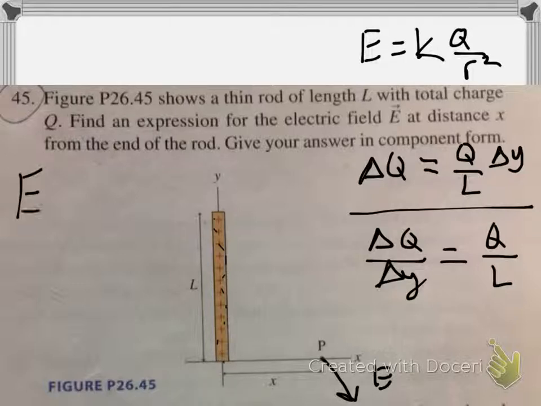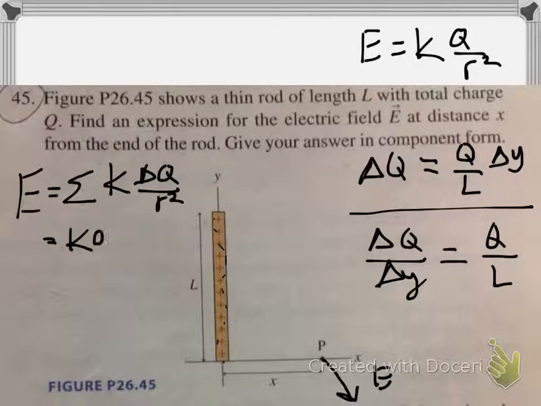And I'm going to be summing this. So E is going to be, I'll take out that constant right away. Well, you know what? Let me not do that yet. E is going to be the sum of K delta Q over R squared, right? And then we can say, all right, I can plug stuff in and say KQ over L times the sum, because those are constants, I can factor them out, of delta Y over R squared.